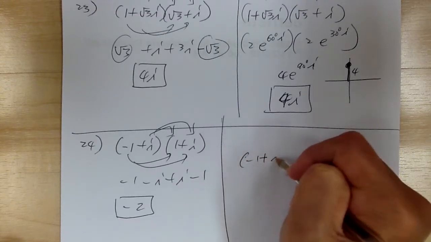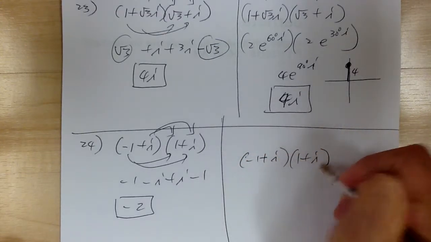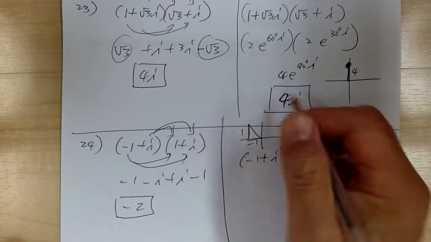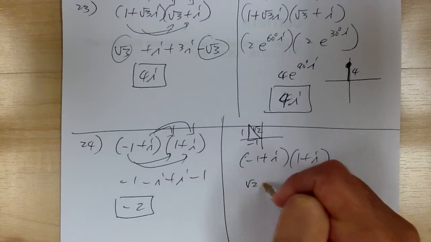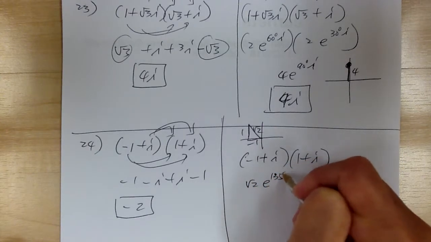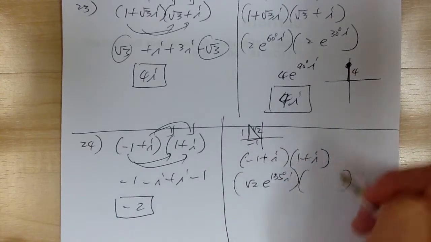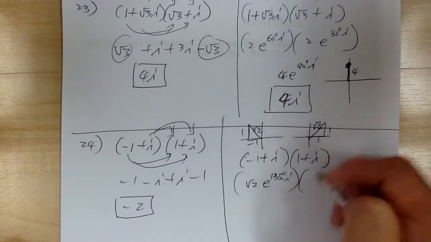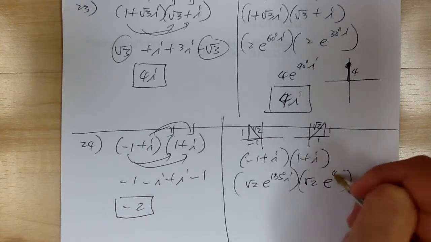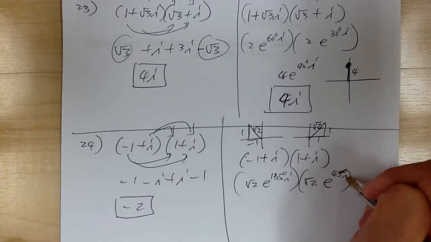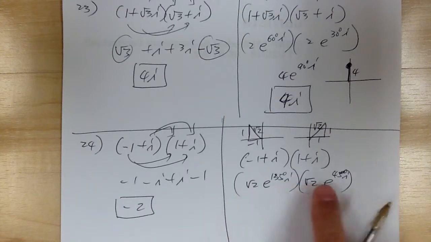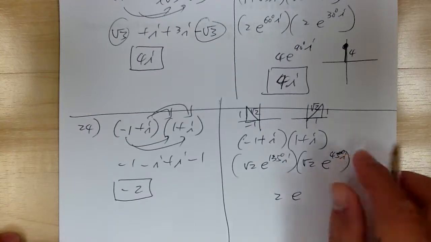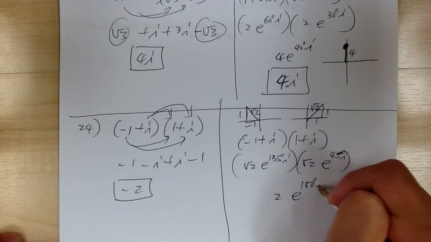So now if you use polar form, okay, can you draw your picture? So negative 1, 1. So this would be square root of 2 e to the 135 degrees i. This one you got 1, 1. So this will be square root of 2 e to the 45 degree i. So when you multiply, square root of 2 times square root of 2 is 2. And 135 plus 45 will give you 180 degrees i.